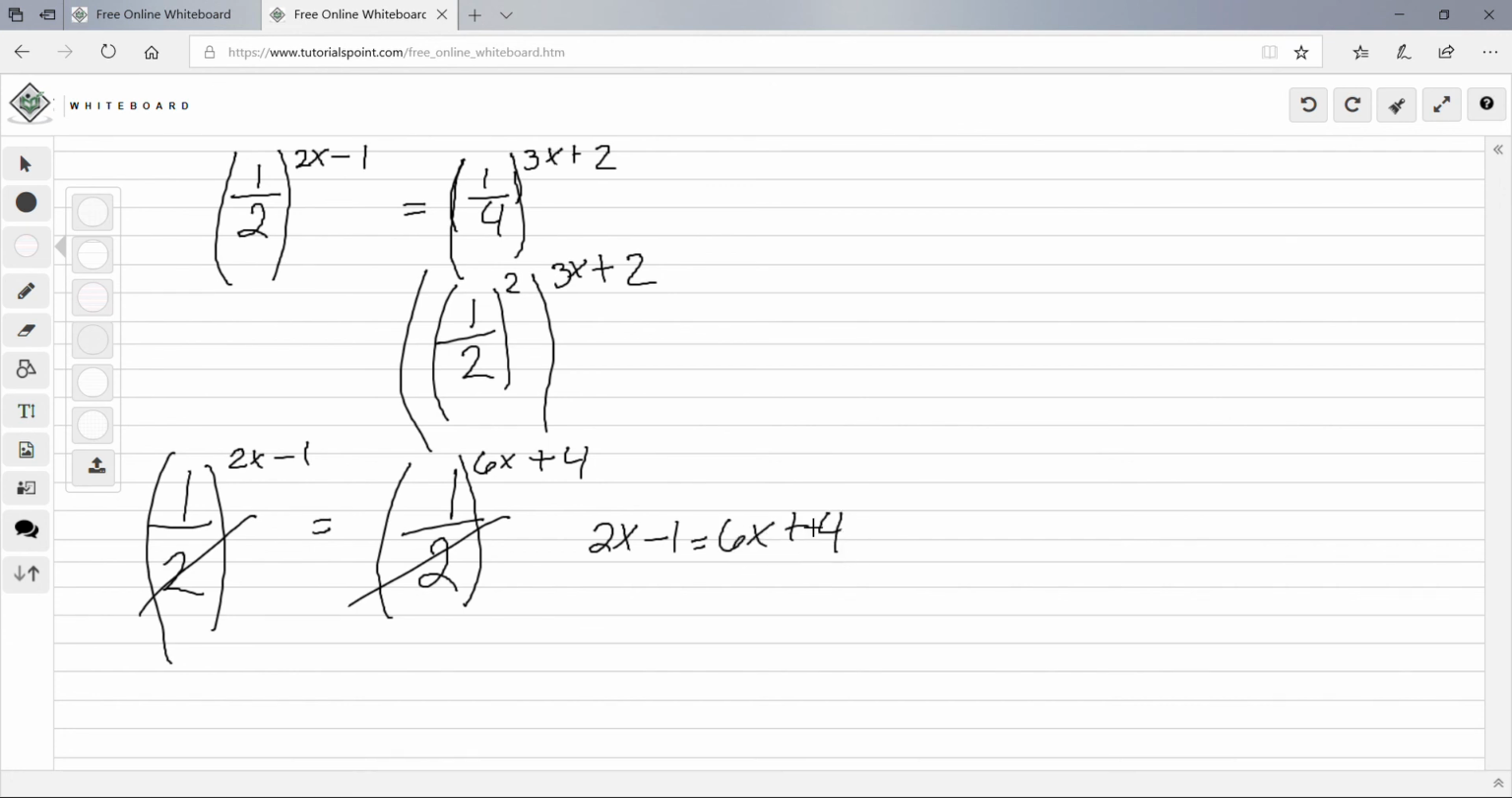And then we've got to solve for x, right? So what I'm going to do is add 1 to both sides. So you get 2x equals 6x plus 5. And then I'm going to subtract 6x. So I'm left with negative 4x equals, and then the 5 stays the same. And then I'm going to divide both sides by negative 4. So I get x equals negative 5/4, right?